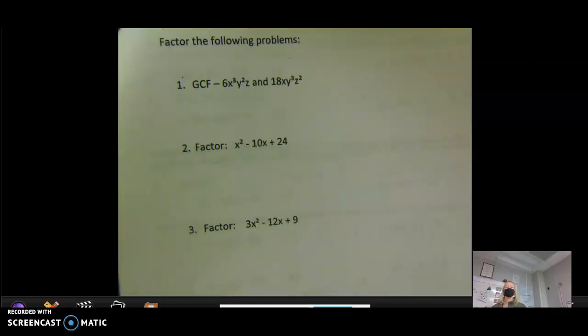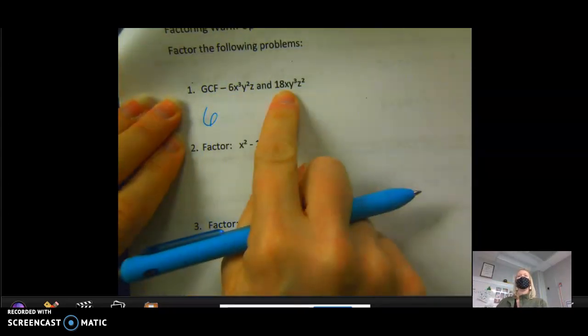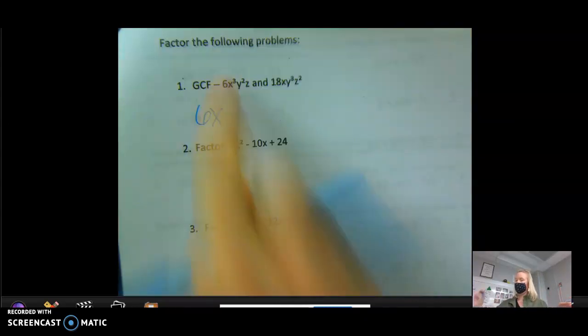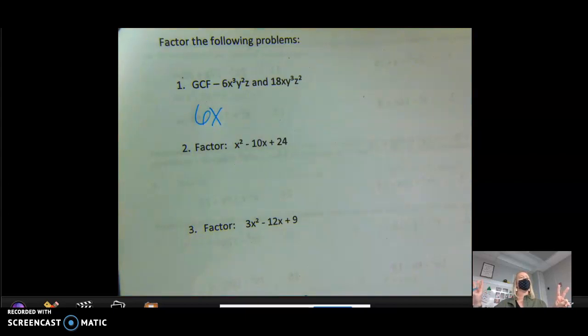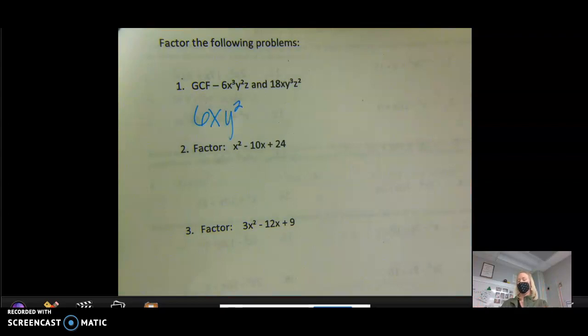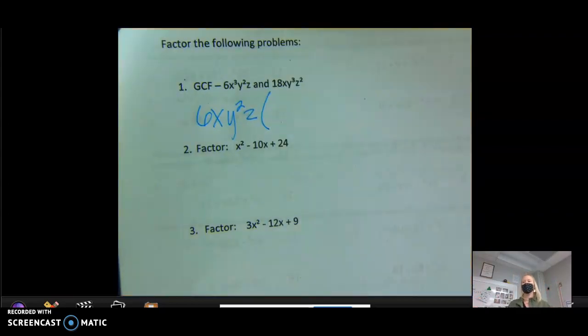Number 1, what is my GCF first off of 6 and 18? What's the biggest thing that goes into 6 that also goes into 18? 6. 3 x's here, 1 x here, so what's the largest number I could take out? X. 2 y's, 3 y's, what's the largest number I could take out? Good. 1 z, 2 z's, how many can I take out? Z. Just because we're going to write what we have left over.